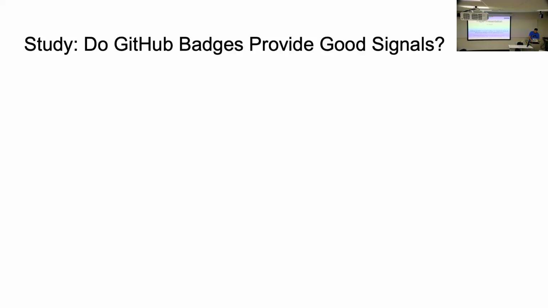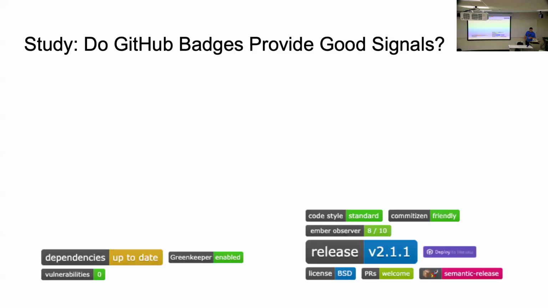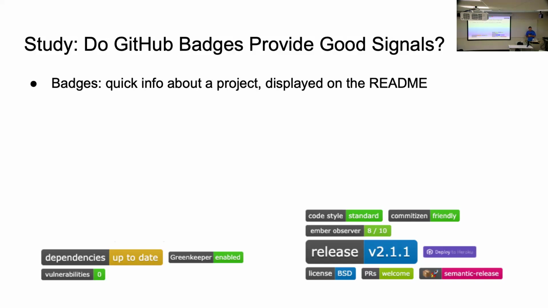All right, so basically the study in a nutshell is, do GitHub badges provide good signals? So if anyone hasn't seen GitHub badges before, they look kind of like this. Basically, they give you an indication of certain stats about your GitHub project. So what does the test coverage look like for your project? Are your dependencies up to date? And they're displayed in the README, so you can get a very quick idea about some of the quick stats in your project. These badges are signals.